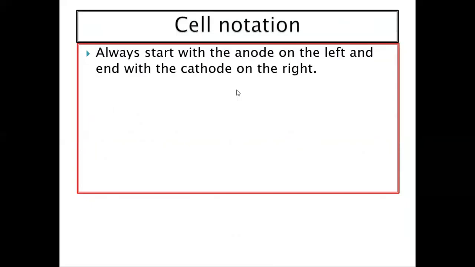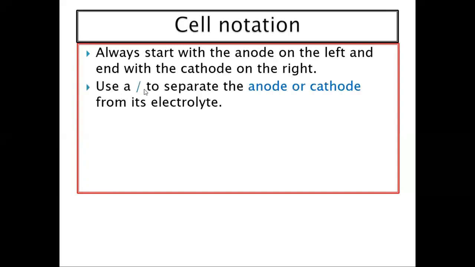Cell notation. How do we write the notation? Always start with the anode, which is the negative, on the left, and end with the cathode on the right. Cathode is the positive. Are we there? Anode, negative, cathode, positive. All right. Use this separator, a dash, to separate the anode or cathode from its electrolytes.